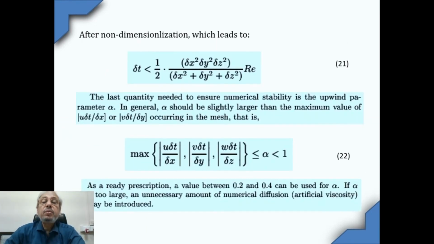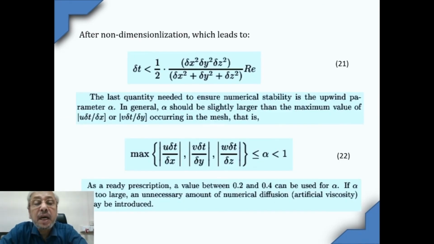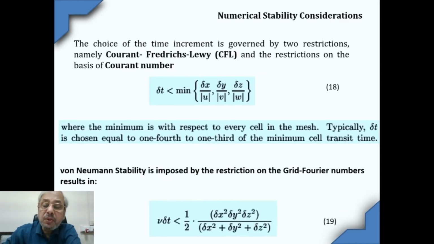From here, if we non-dimensionalize, then we will get delta t less than half into delta x squared, delta y squared, delta z squared divided by delta x squared plus delta y squared plus delta z squared into Reynolds number. So delta t is less than this quantity given by equation 21. So now equation 21 gives an indication of delta t. Also equation 18 gives an indication of delta t.